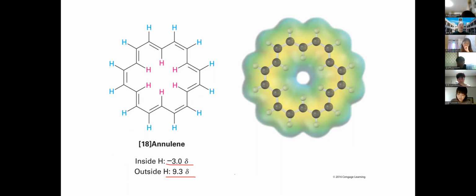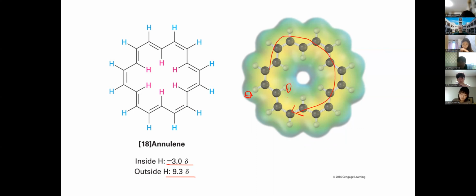That's even more downfield than benzene. It means there is a strong ring current happening here. And this is the downfield shift. This is the upfield shift. This is the evidence of ring current. And this is the evidence of aromaticity.